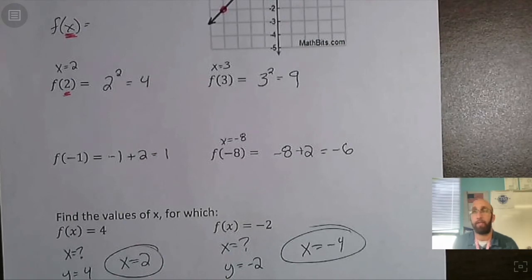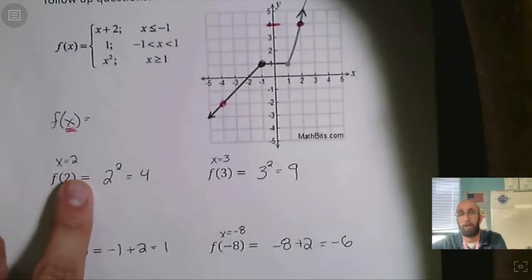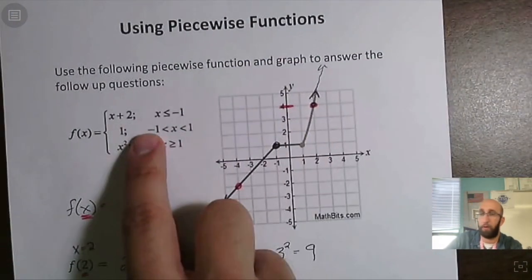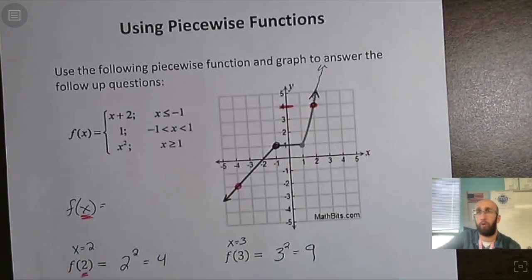And that, my friends, is some basics on how to use piecewise functions, either evaluating or working a little bit backwards, and how to do that either if you're provided just the equation or just the graph.